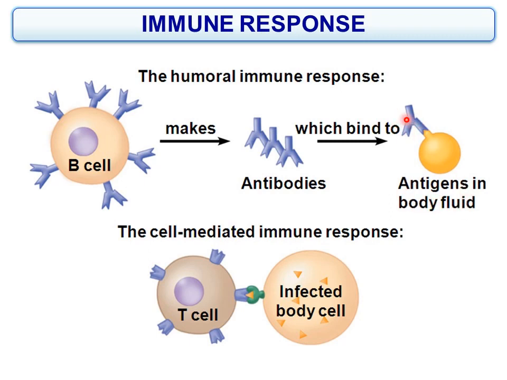These antibodies will destroy the antigens by using one of the several mechanisms in the types of antigen-antibody interaction, which are neutralization, opsonization, and activation of complement system and pore formation. While in cell-mediated immune response, T cells will bind to the infected body cell and make the cell undergo lysis.